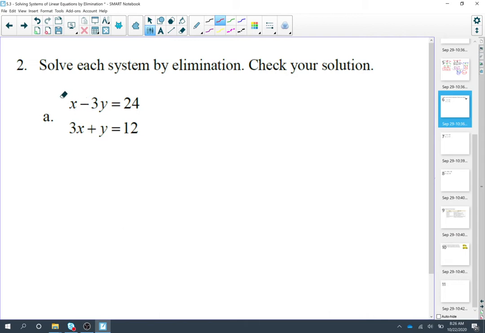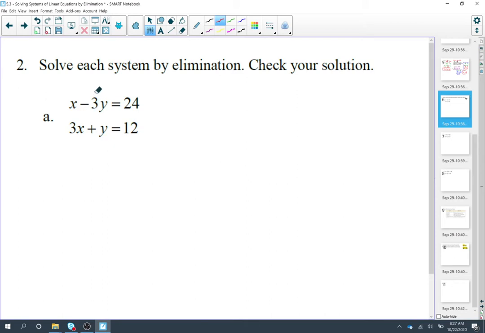Now, it doesn't matter which variable we go for. You can go for x, you can go for y. Doesn't matter, but we have to figure this out. So the first thing I'm looking at is, okay, this is positive, this is positive. Well, that's not opposites. This is negative, this is positive, so maybe I want to work with my y's here.